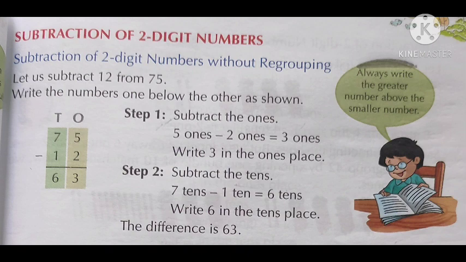And then on the tens side there are 2 numbers, 7 and 1. So we have to deduct 1 from 7. If we subtract 1 from 7, the answer will be 6. So 75 minus 12, the answer will be 63.